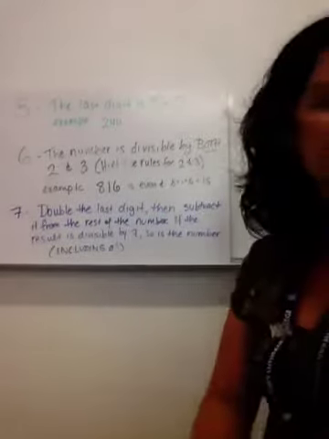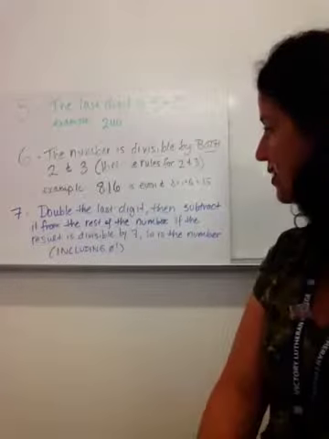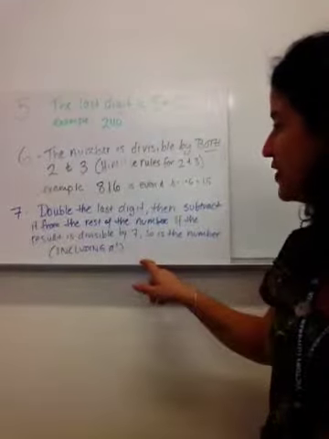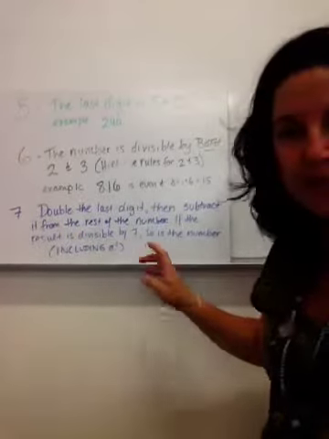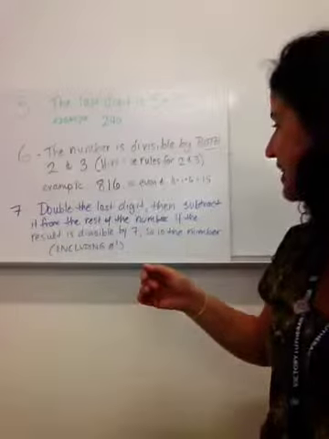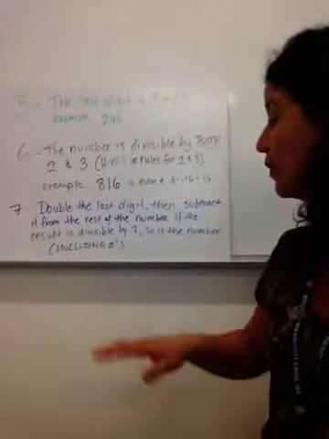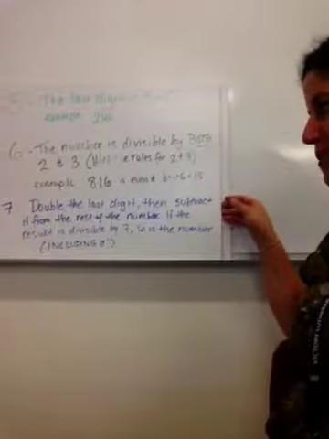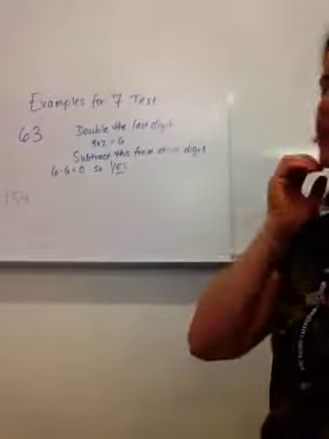Now, number 7, I'm going to spend a moment on 7 because 7 is a little bit trickier. With number 7, you're going to double the last digit of the number and then subtract it from the rest of the number. And then if that number is divisible by 7 or a 0, then the number is divisible by 7. It's probably the trickiest rule we've had yet. So let's look at some examples.